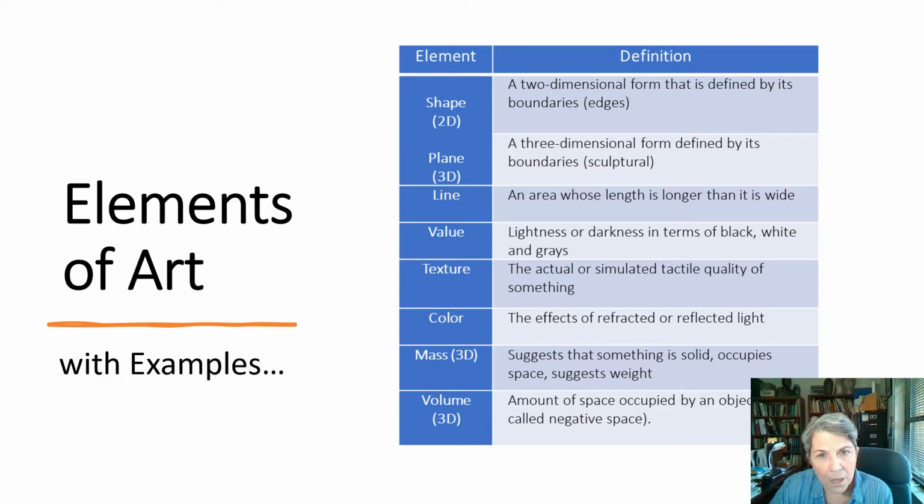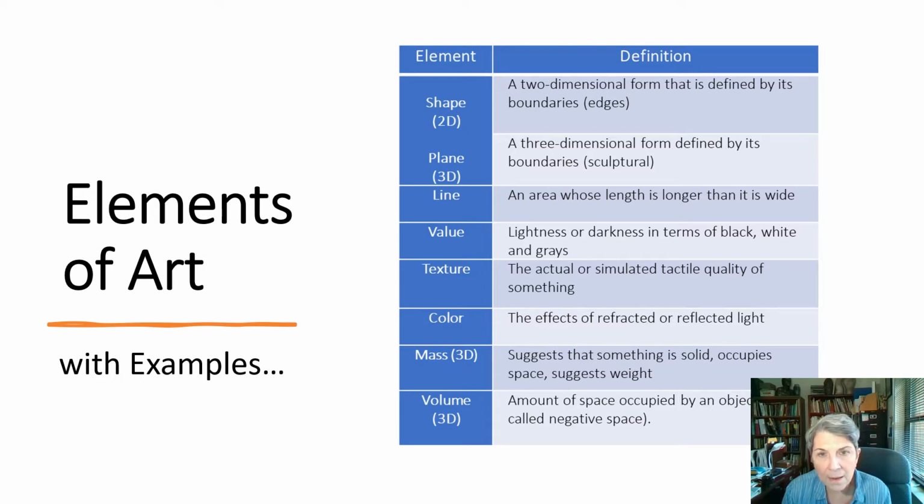Now, usually in a list like this, you wouldn't see the 3D terms. So shape is a 2D term, but plane is our 3D term. And mass and volume, we've already talked about, those are 3D terms. Oftentimes you won't see that. But we're going to talk about sculpture, so you need to have this vocabulary in examining works. For example, the Egyptians only created mass, they never used volumes, whereas the Greeks used volume. So you need to know these definitions. So let's look at these.